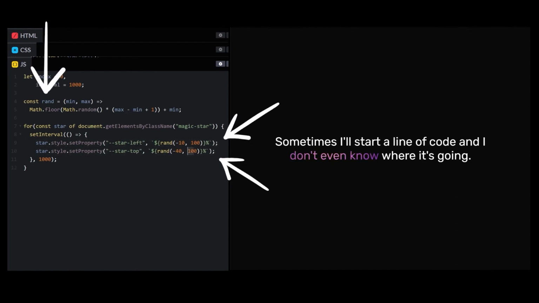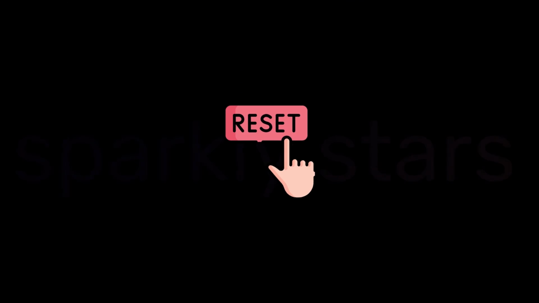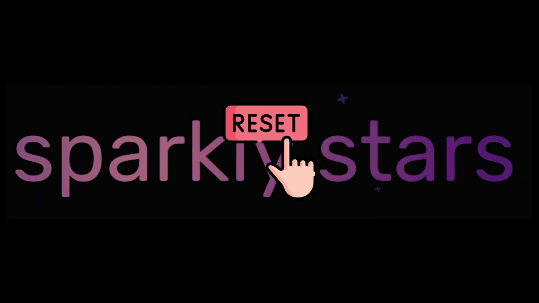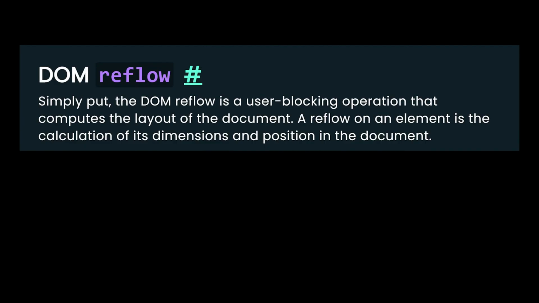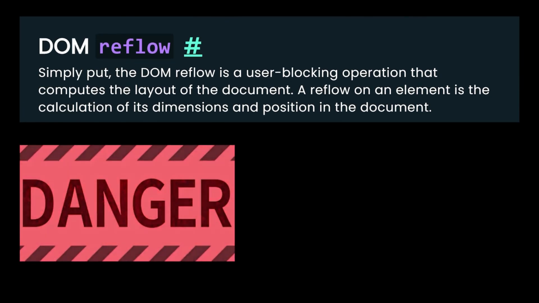Then remember how we set our scale animation to stop after it gets to the end? Well, we need a way to reset it each time the position changes. To do this, we need to trigger what's called DOM reflow. Now, as a warning, this trick should only be used sparingly as DOM reflow is generally an expensive operation.